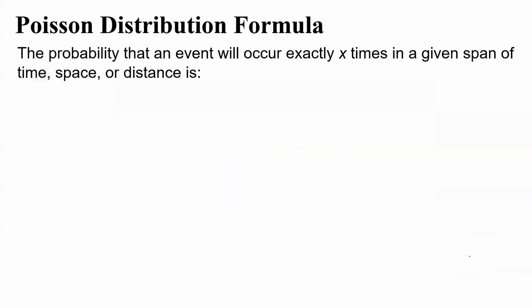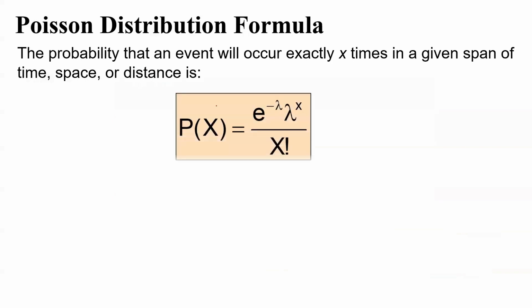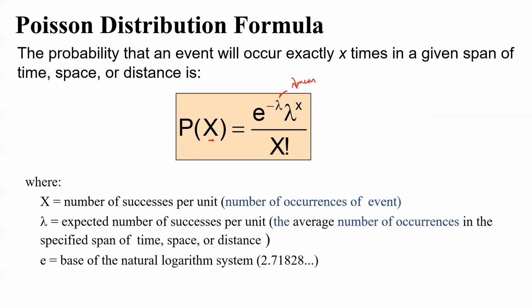So, the formula. We have the Poisson formula. The probability that the random variable x takes a given value is equal to e to the power of minus lambda, where lambda is the mean value, multiplied by lambda to the power of x, over x factorial.